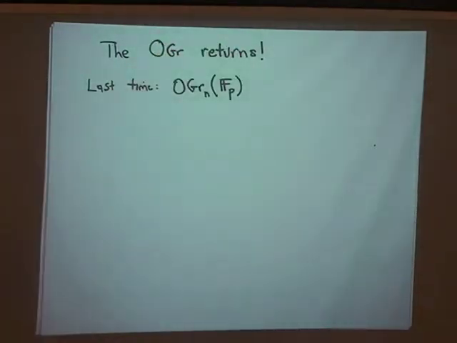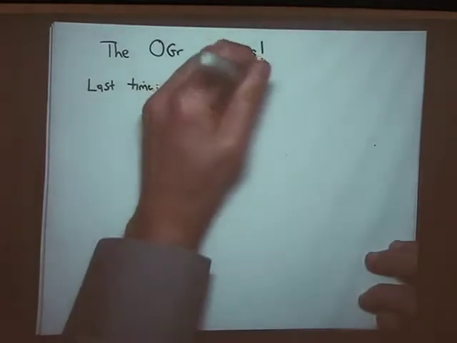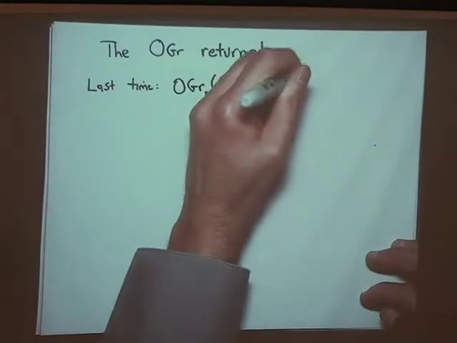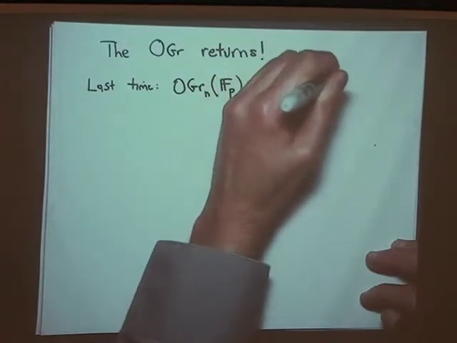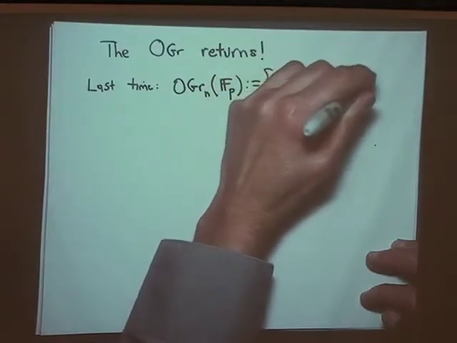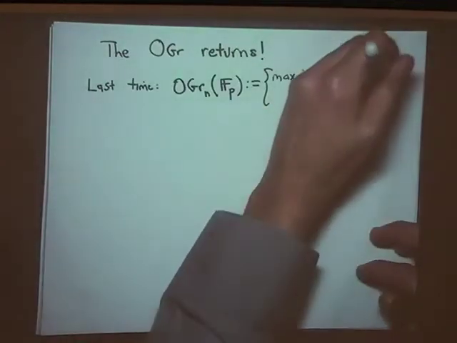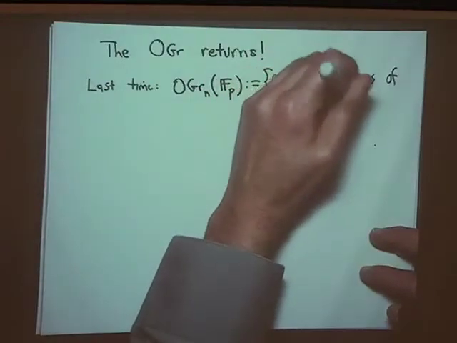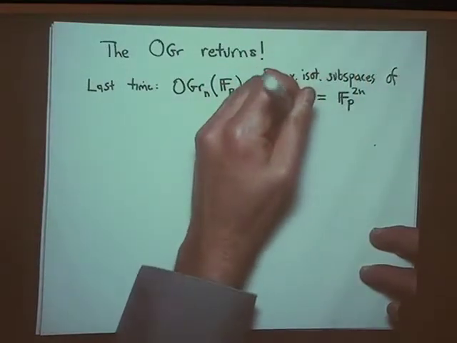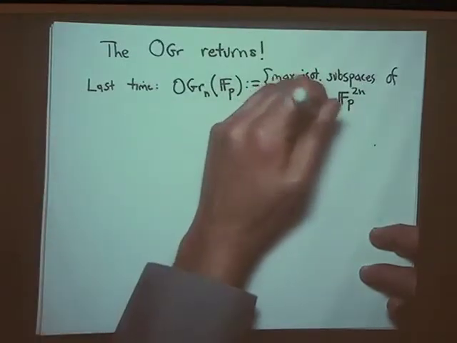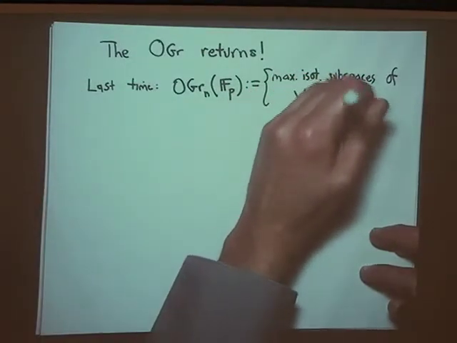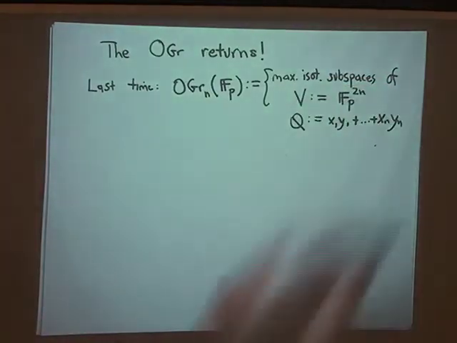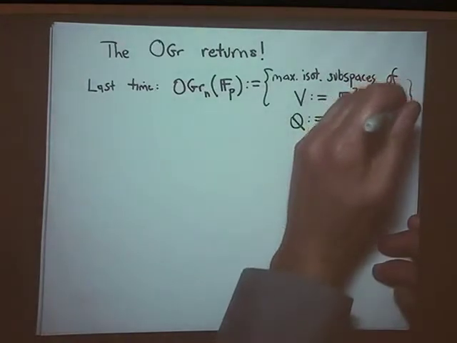Okay, so what was that defined to be? Just to remind you, this was the set of all possible maximal isotropic subspaces of the quadratic space consisting of a 2n-dimensional F_p space with the quadratic form that was like an inner product kind of thing. So it's this quadratic form in the 2n variables. And so that was the definition of this.